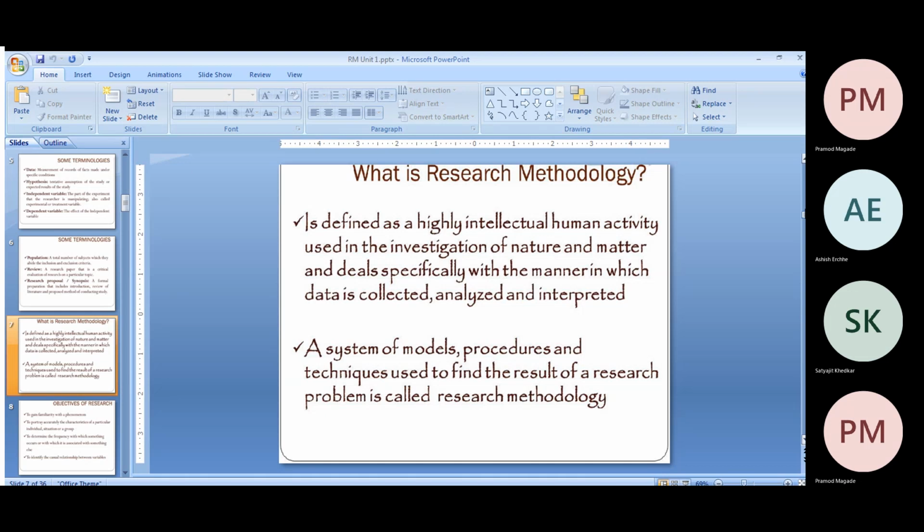Then, a system of models, procedures, and techniques used to find the result of a research problem is called research methodology. So here is one point I have to remind you regarding research. We should not select our research topic as a hypothetical thing. Remember this, it is very important. Most students select topics like the air car, which is not at all being worked on in India right now. The scientists are working on that system. Understood? So they have taken a topic like a master program on the air car.